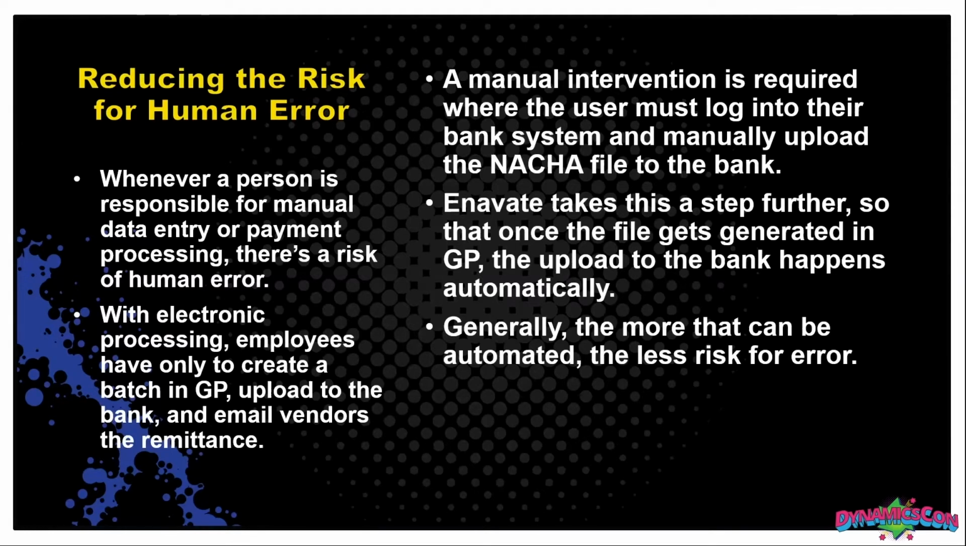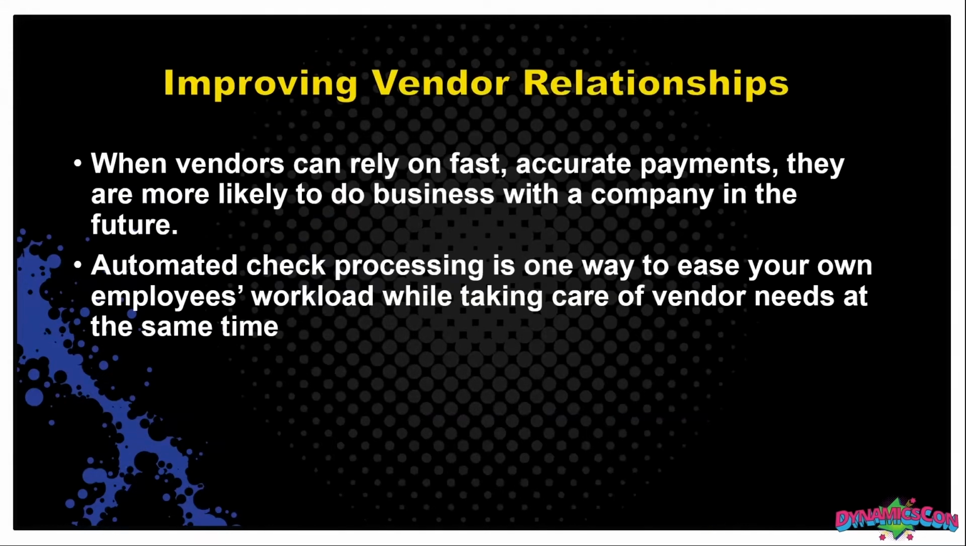Innovate, on the other hand, takes a step a bit further so that once the file gets generated in GP, the upload to the bank happens automatically, as Rick just described. Generally, the more that can be automated, the less risk for human error.